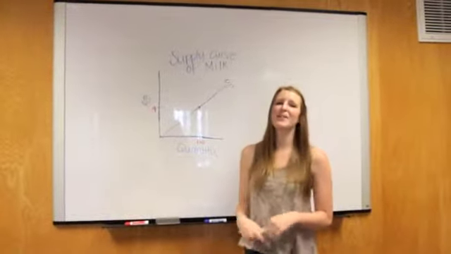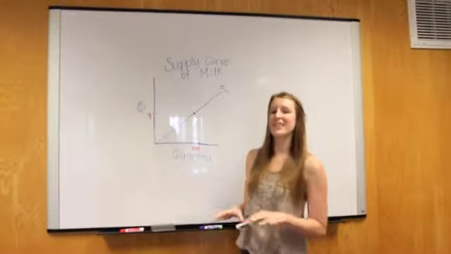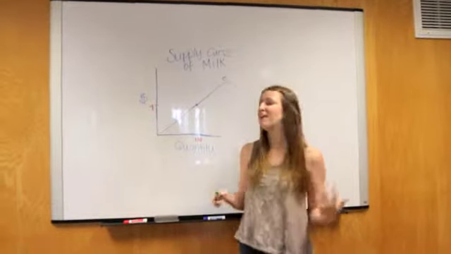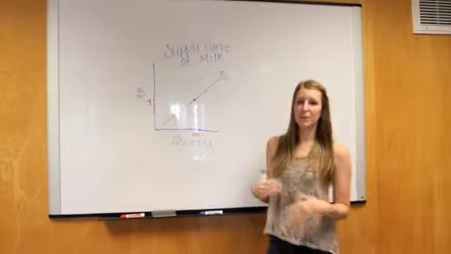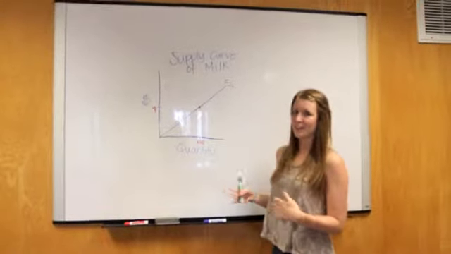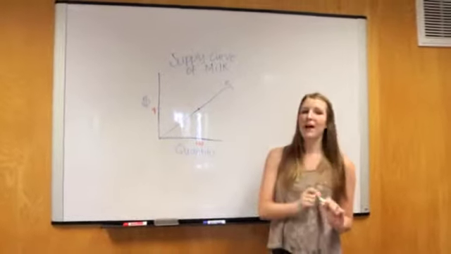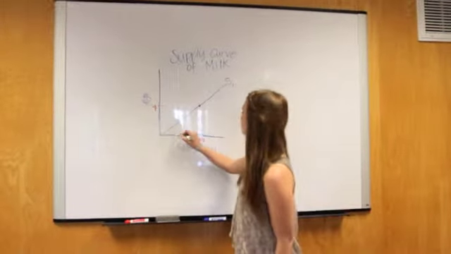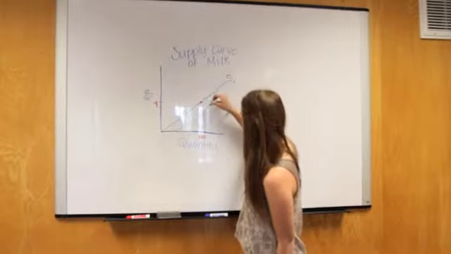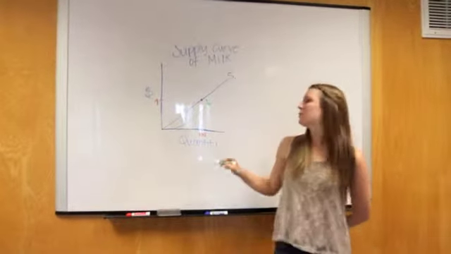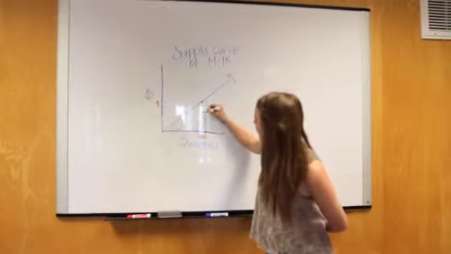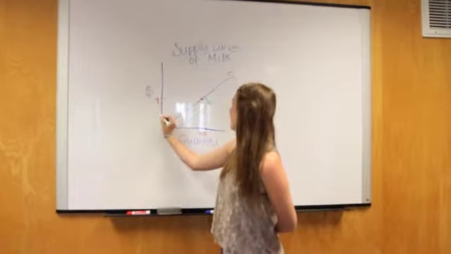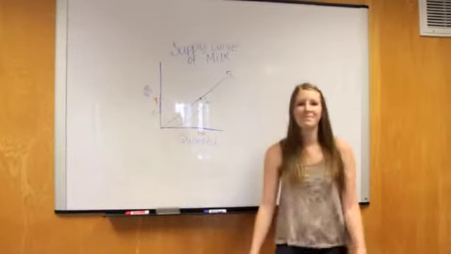The next shifter we're going to be talking about is technology. Say for instance a mechanical milker comes about, and this would allow us to produce more milk in a more timely fashion. So we would be able to supply a higher quantity of milk, which would be a shift to the right in the supply curve, and essentially we would be able to produce 100 gallons of milk at a lower price of around $3.